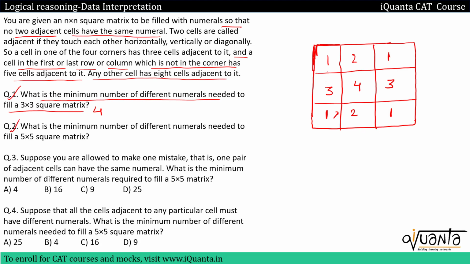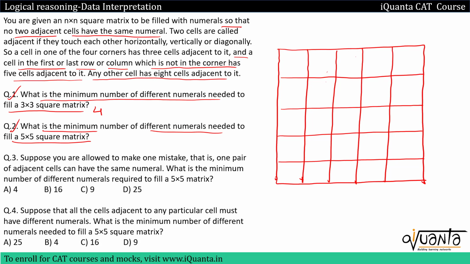Then let us solve the second question. What is the minimum number of different numerals needed to fill 5 cross 5 square matrix? So we'll fill it exactly like the 3 cross 3 square matrix, keeping in mind that no two adjacent cells should have the same numeral. So I'll start by putting 1 2 1 2 1. Then I can fill 3 4 3 4 3.